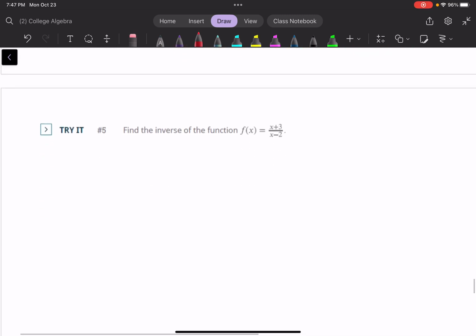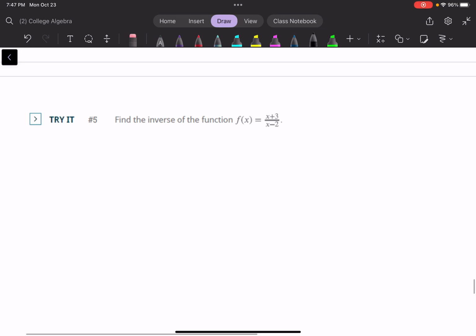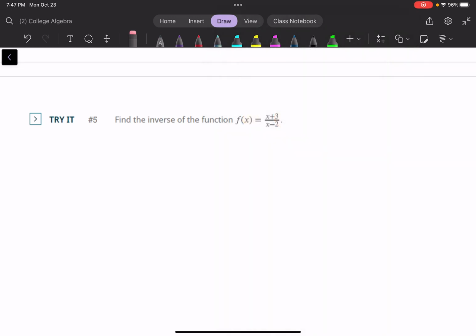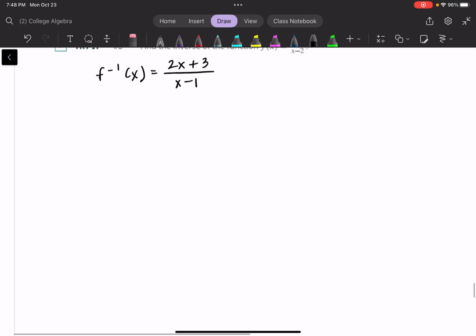And then finally, if you want to give it a try to see if you can find the inverse of this function, I'll give you a second to do that. All right, so that should be the answer you got there.